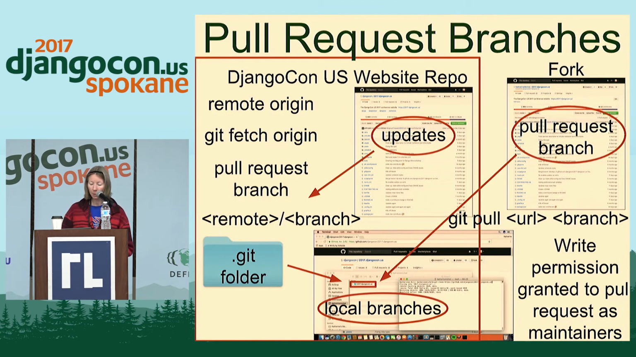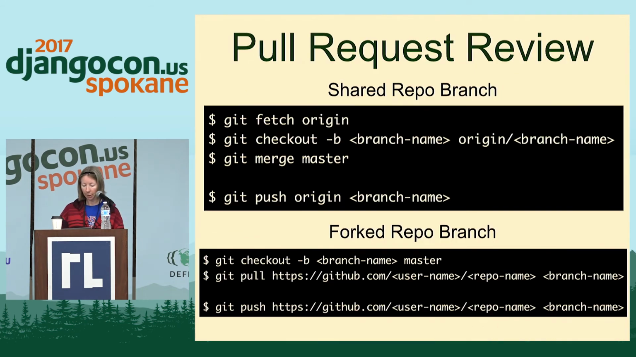So this is why the pull request instructions are different. As a DjangoCon US website maintainer, you're able to fetch updates from the DjangoCon US website repo into a hidden folder named .git in your local development environment. The updates will include the branches made directly to the DjangoCon US website repo. They will not include branches made through a fork because those came from outside of the origin. So branches made through a fork have to be pulled individually into our local development environment.